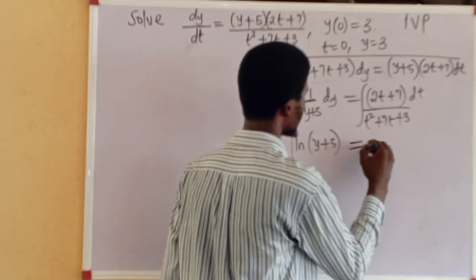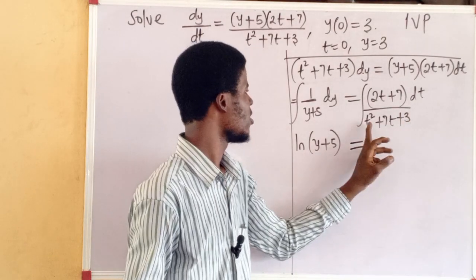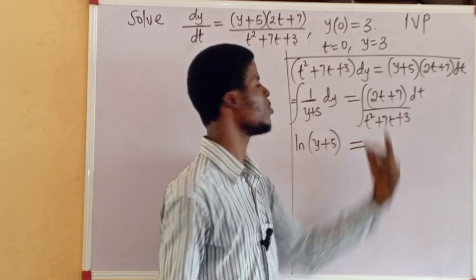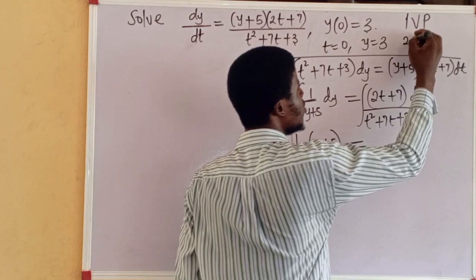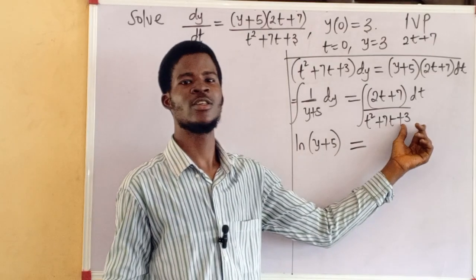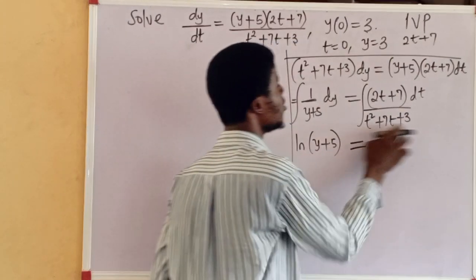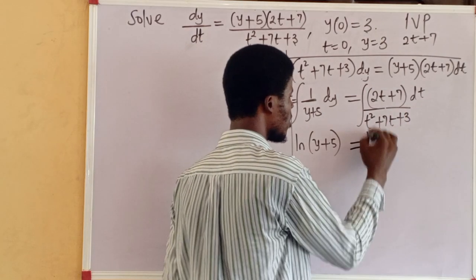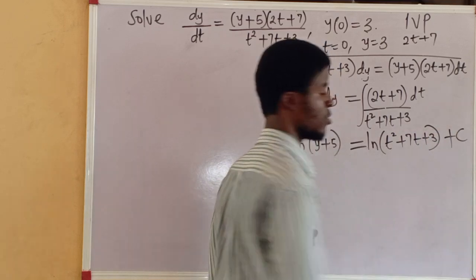So what would this be? We're also going to make use of natural logarithm here. Differentiate t squared plus 7t plus 3 with respect to t, you will obtain 2t plus 7. Differentiate t squared with respect to t, you have 2t. Differentiate 7t with respect to t, we have 7. Differentiate 3 with respect to t, we are going to obtain 0. So this is the derivative of the denominator, and that's exactly what we have here. So the integral of this function is the natural logarithm of t squared plus 7t plus 3. Then I add the arbitrary constant c.